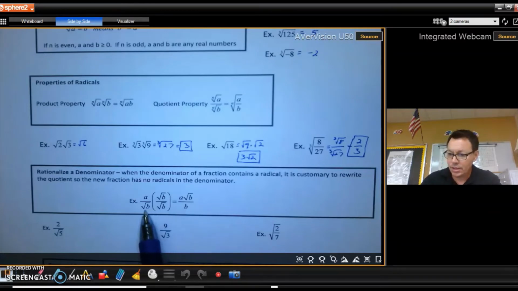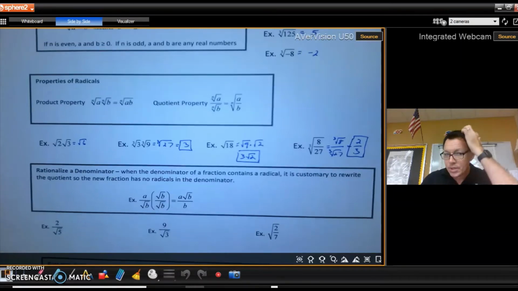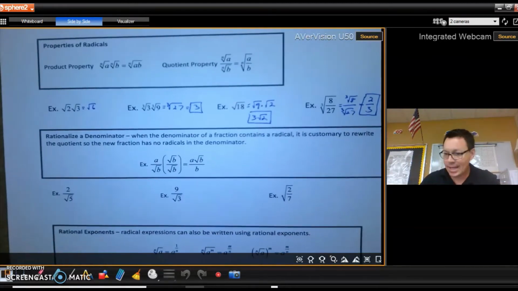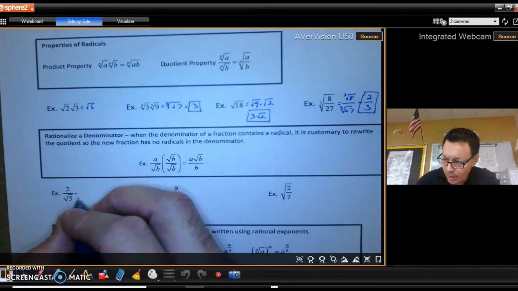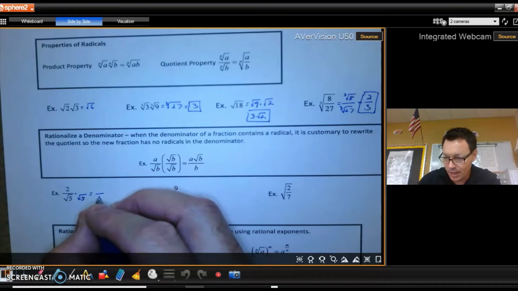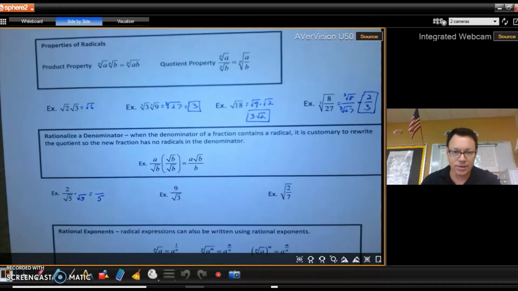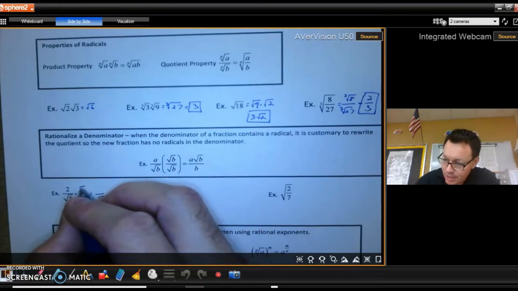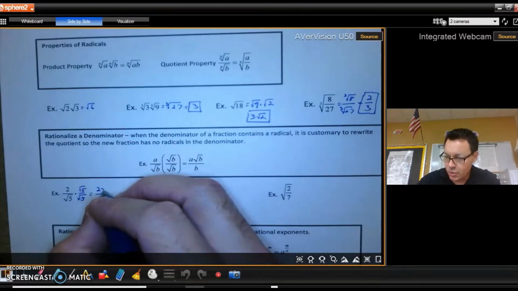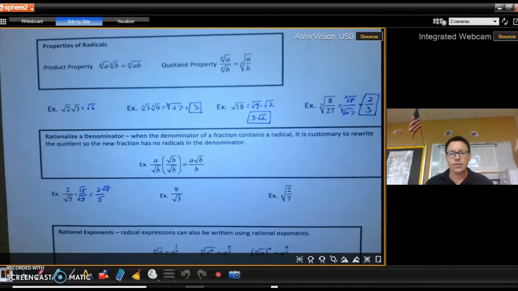But if you're going to multiply the denominator by something, you also have to multiply the numerator by that same thing. Okay, so for example, if I have 2 over radical 5, I can't have that. So I'm going to multiply radical 5 times itself, because radical 5 times radical 5 is just 5, because it's radical 25. But I also have to multiply the top by that radical 5, and so 2 times radical 5 is 2 radical 5.